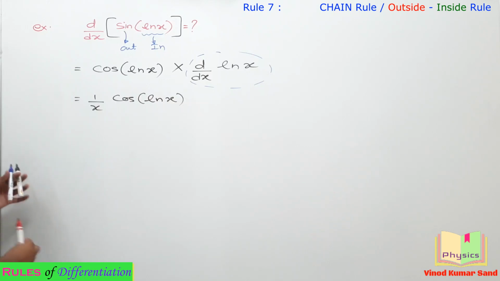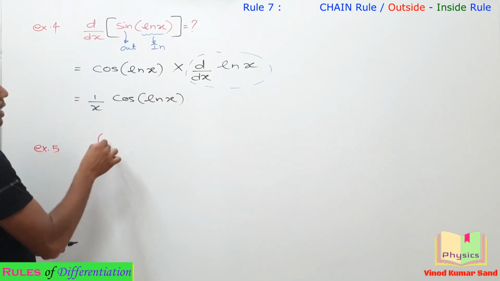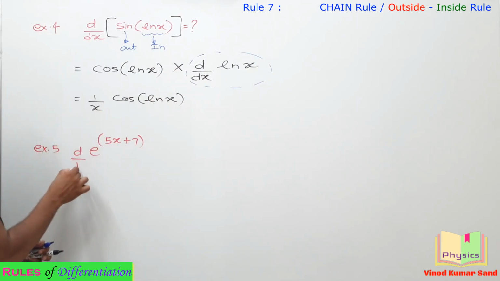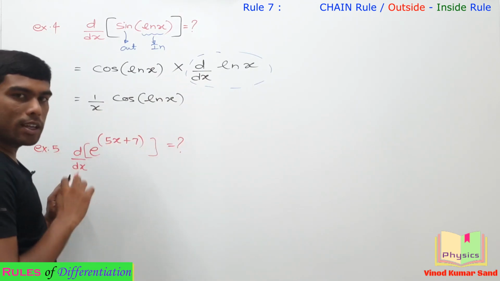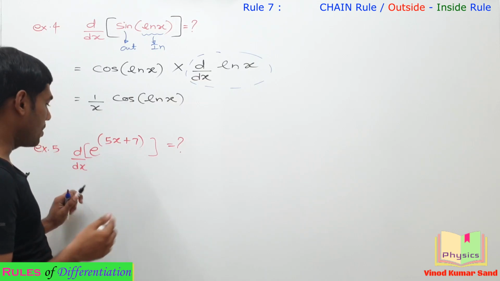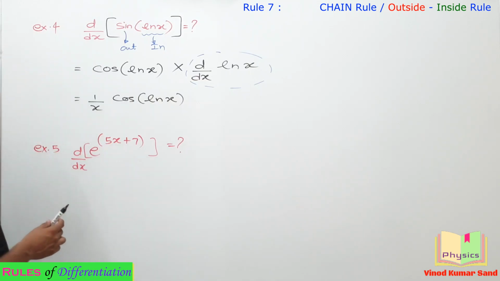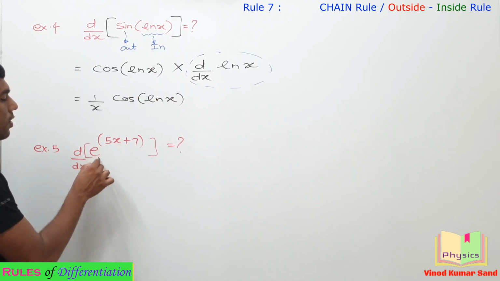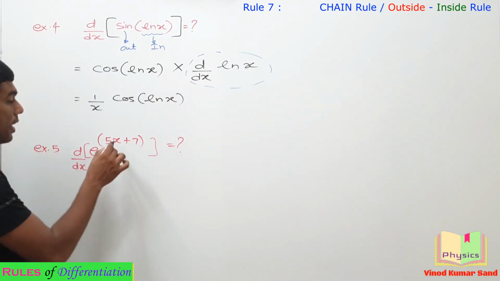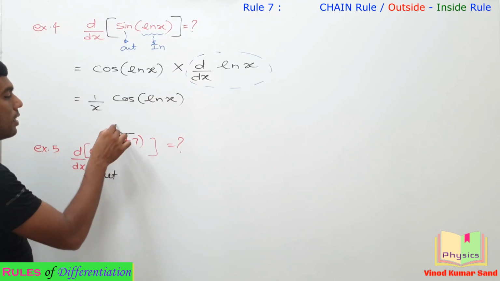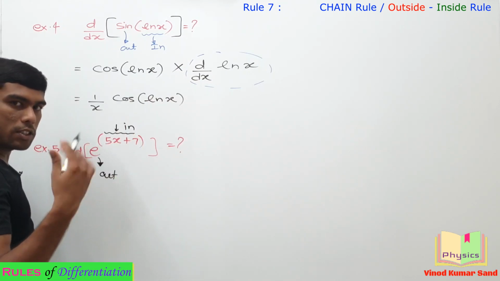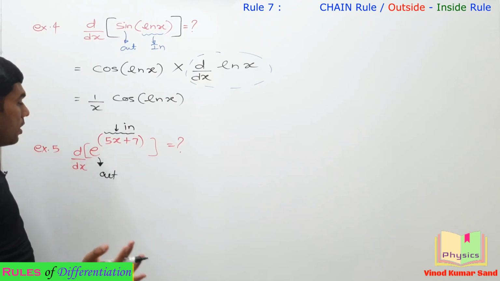Taking up another example, e to power, let's say 5x plus 7, and you have to differentiate this. Pause the video here and you can give it a try yourself. It's a simple but good question. Okay, I am solving it on the board. This is your outside function and this power is your inside function. First of all, we'll differentiate the outside function, then we'll differentiate the inside function.